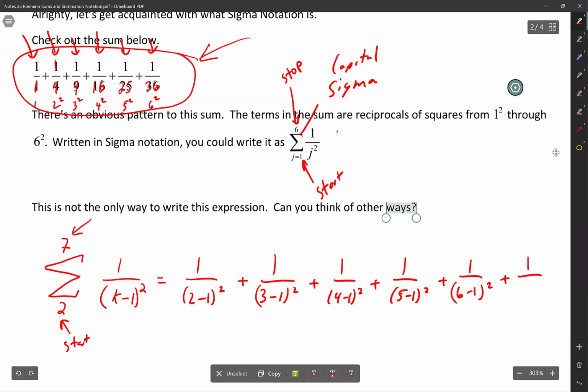Wait, do you have to write the k equals? Oh, yeah, I do. In the first one, I have to write the k equals. You don't have to write it in the second one, the one on top. Good job.